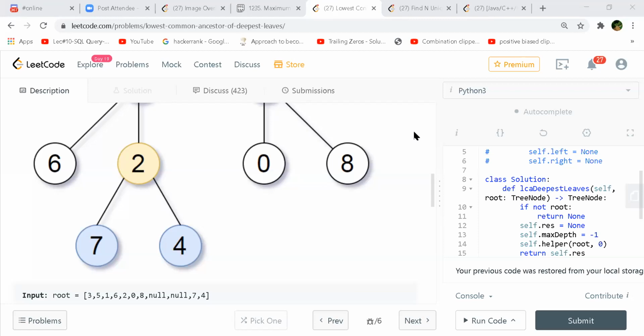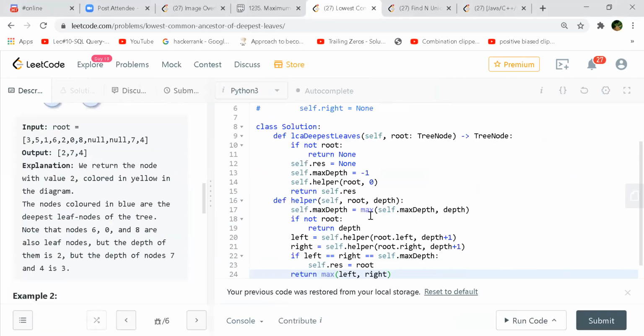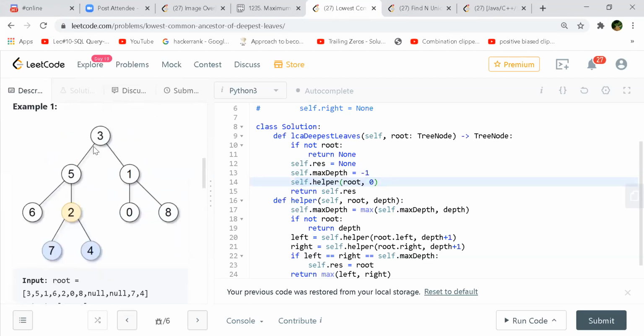So the post order traversal which I was saying is this only. Yeah, so if my root is none, there is no root, I'm returning none. I have my result variable, and I'm initializing my max depth to -1 and passing it into a helper function with root, and the initial level of the root is 0, the address of 3. So you run here, come here, and here is the real thing.